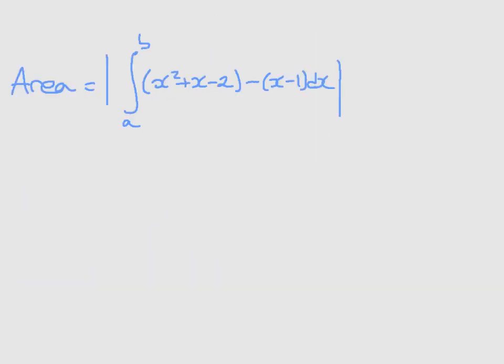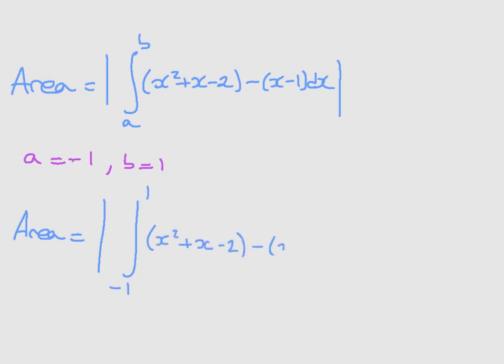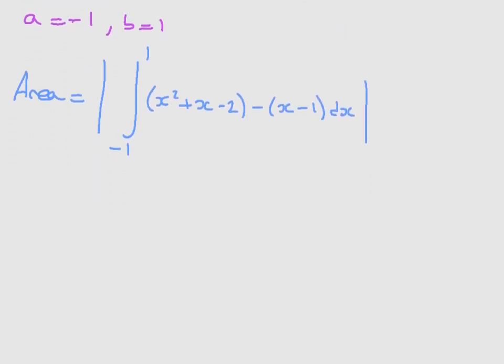Now, we know that the values of a and b are a is equal to negative 1 and b is equal to 1. We found those two values in step 1. So we can go further now and say that the area is equal to the absolute value of the definite integral from negative 1 to 1 of (x squared plus x minus 2) minus (x minus 1). We now have everything we need. So let's start working through this.